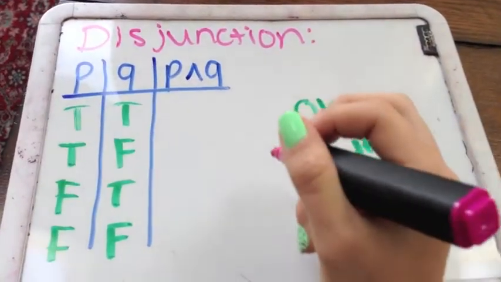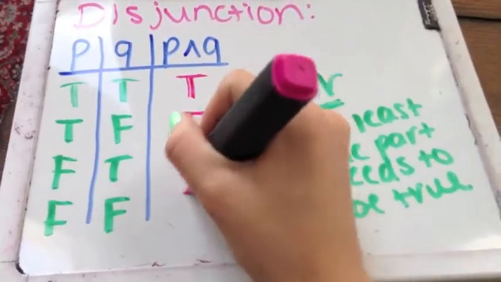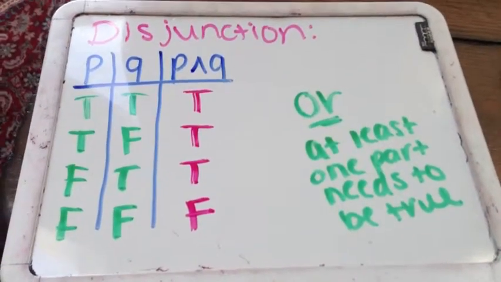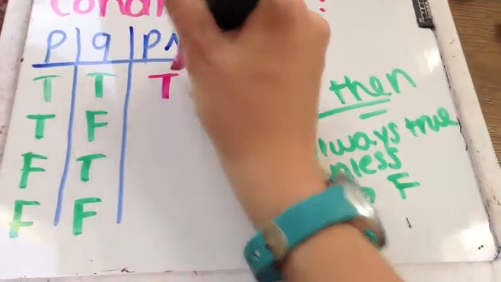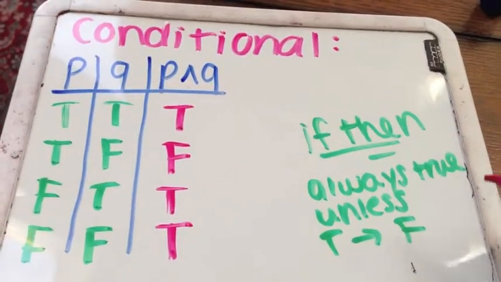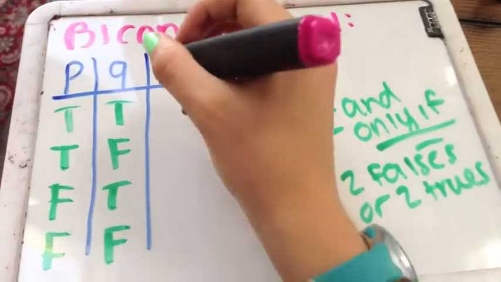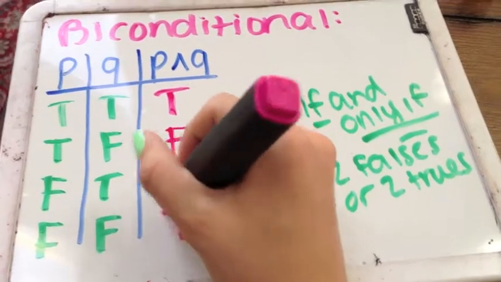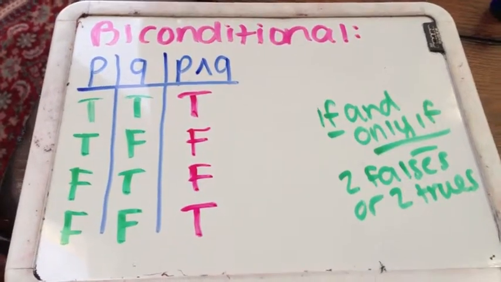Set up your table like this for a disjunction, and then fill in your values. True, true, true, false. Because remember, for or, at least one part needs to be true for the whole statement to be true. Set up your table like this for conditional, and fill in your values again. True, false, true, true. Because for an if-then statement, the statement is always true unless the true implies the false. Last but not least, a biconditional. Fill in your values. True, false, false, true. Because for if and only if, you need two falses or two trues for the statement to be true.